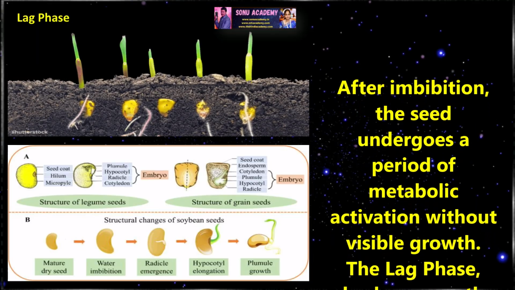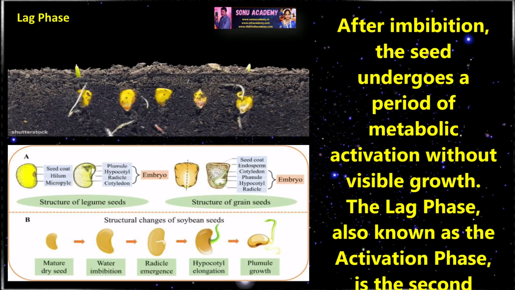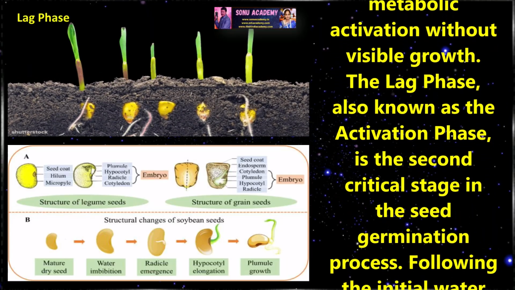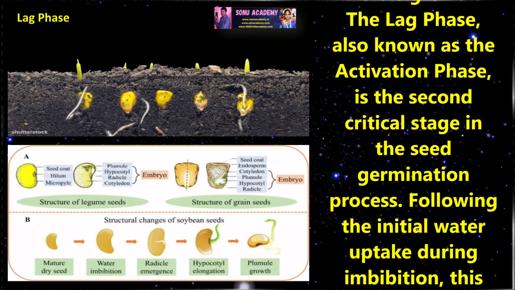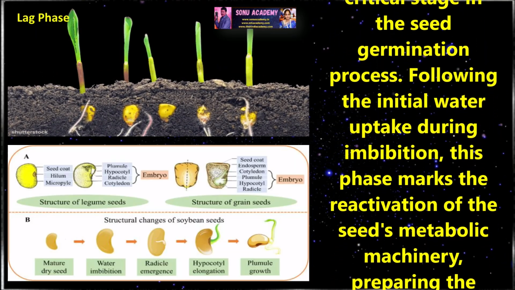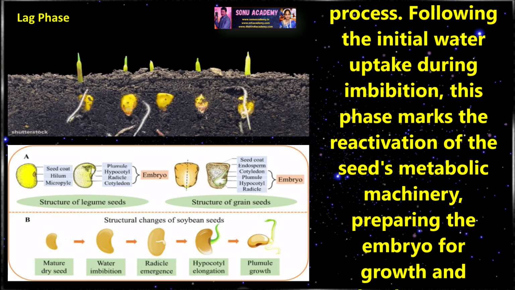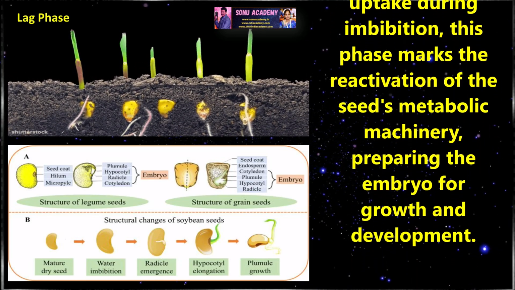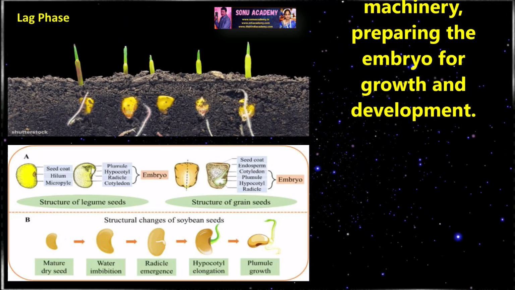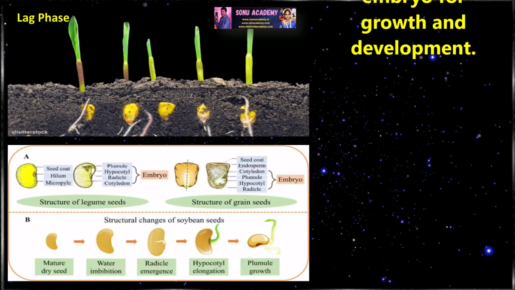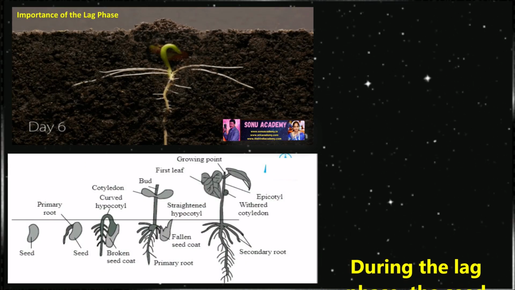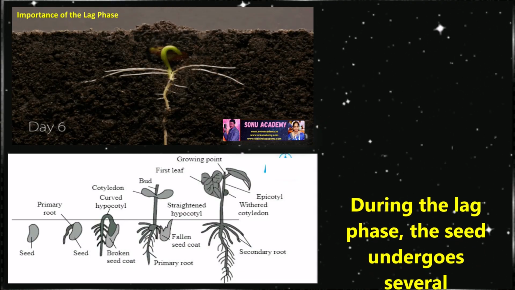After imbibition, the seed undergoes a period of metabolic activation without visible growth. This is called the lag phase. The lag phase, also known as the activation phase, is the second critical stage in the seed germination process. Following the initial water uptake during imbibition, this phase marks the reactivation of the seed's metabolic machinery, preparing the embryo for growth and development.